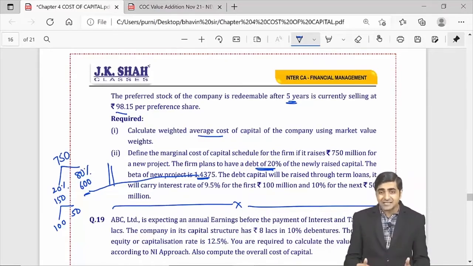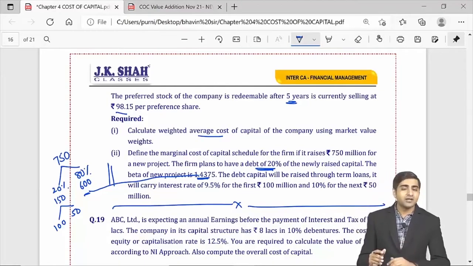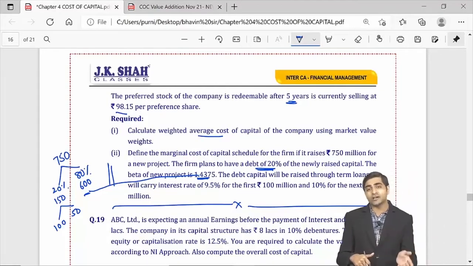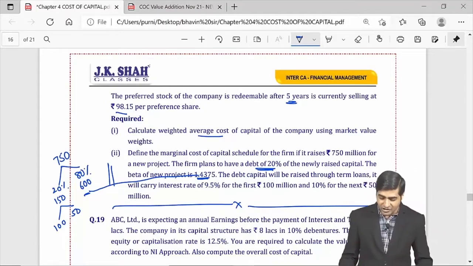And now from the next question onwards, we will be revising your capital structure theories. So we are considering capital structure theories as a part of cost of capital. In your study module, you will find this in your capital structure chapter. Okay. So now we will be revising your capital structure theories.